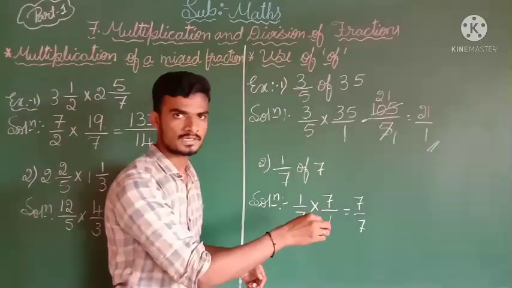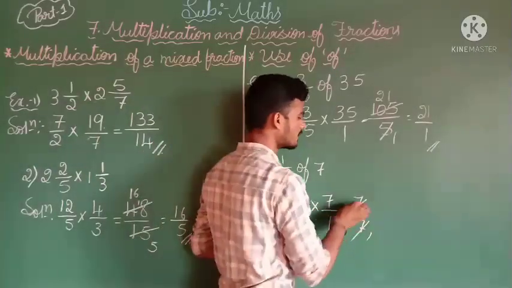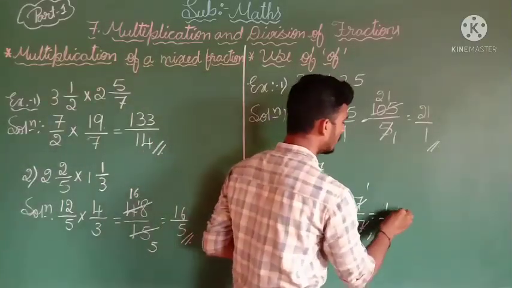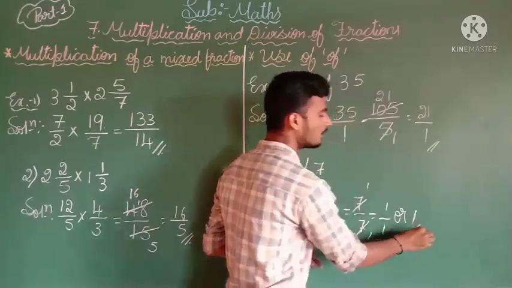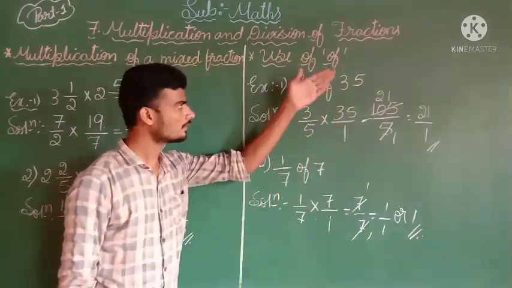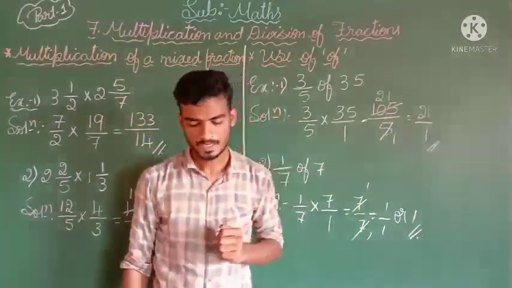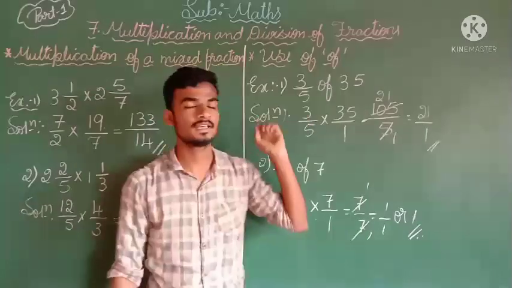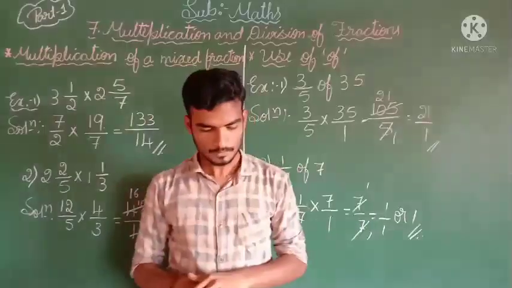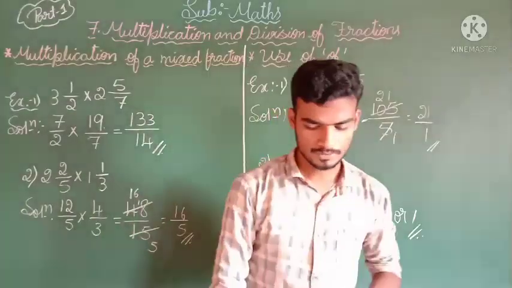Again it is going to reduce to the lowest term. 7 ones are 7, 7 ones are 7. You'll get 1 by 1 or 1. Both are right. Okay, in this way you find the solution for this type of question. I hope all of you are very clear with these topics. Okay, next we will move on to one more topic.